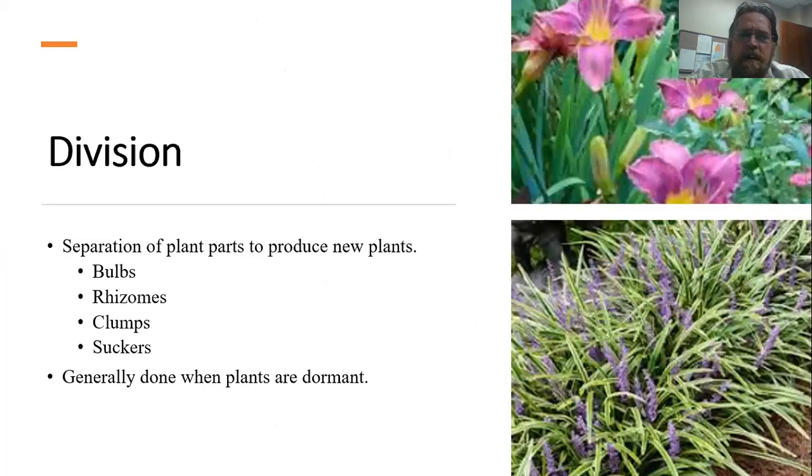So the first type of vegetative propagation that I'm going to talk about is division. And this is really just separating off plant parts in order to produce new plants. And we do this with bulbs and rhizomes and clumps and suckers. And generally speaking, we are going to do this during the dormancy period of that plant.